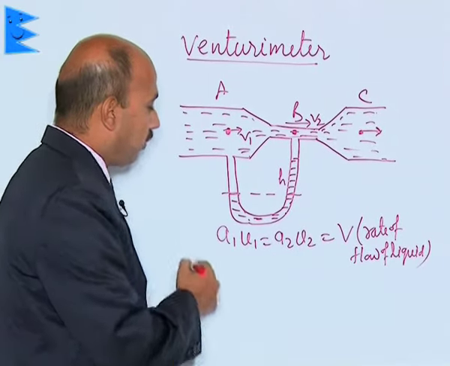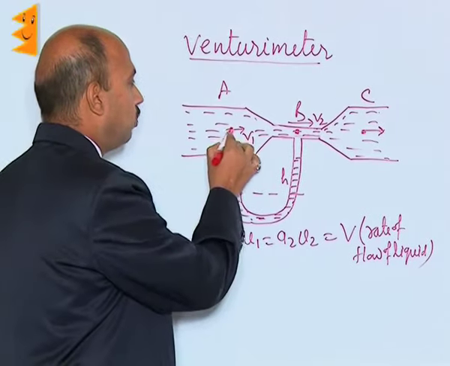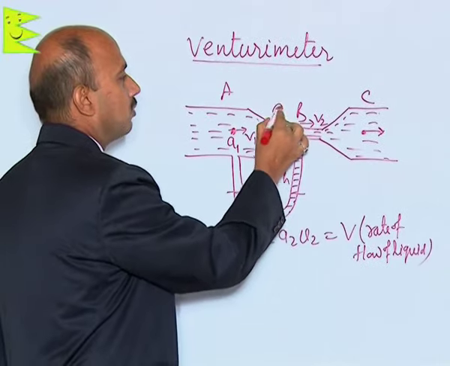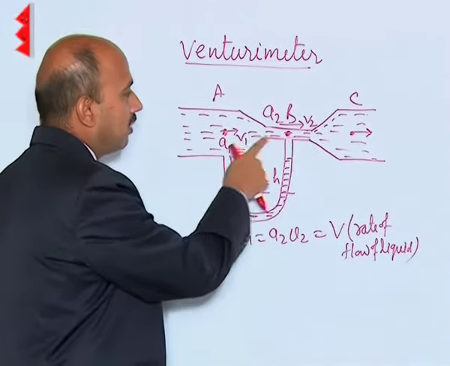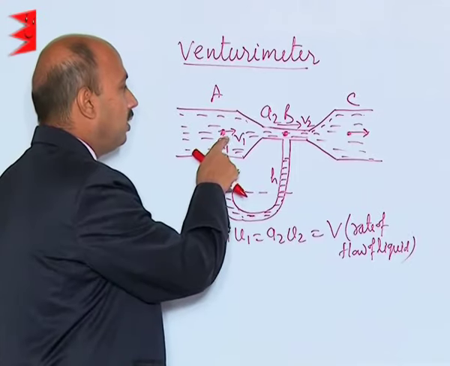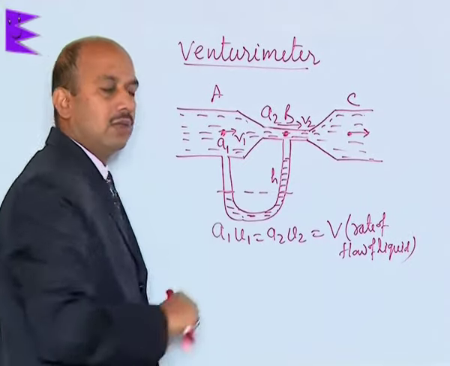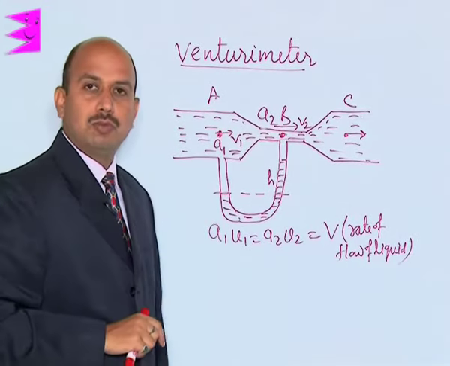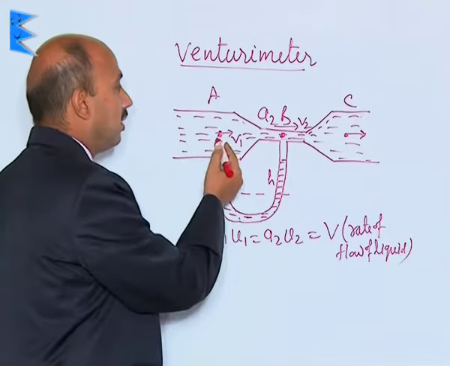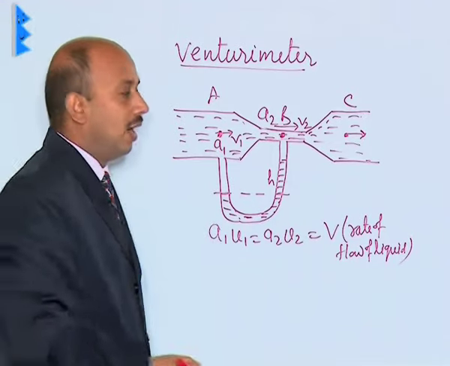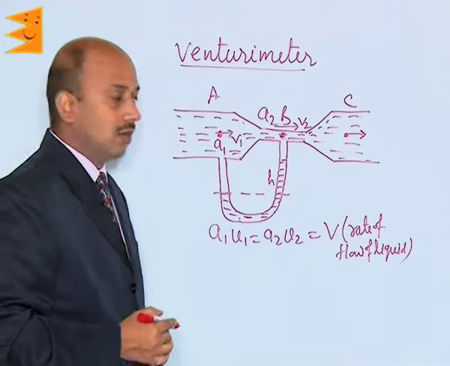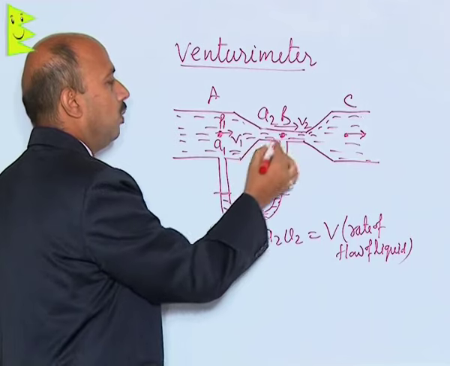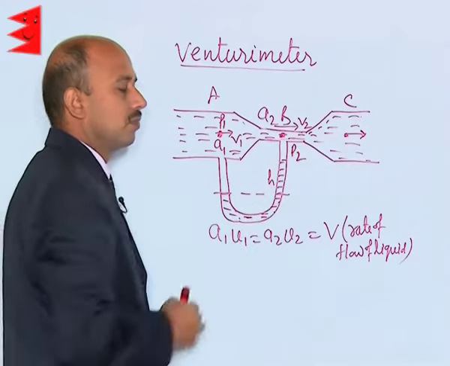At this point the area of cross section is A1, and at this point the area of cross section is A2. So A1 is greater than A2, so obviously the velocity at this point is less than at this one. It means kinetic energy at this point is lesser than the kinetic energy at this point. Because of that, pressure energy is larger at this point, and at this point pressure energy is less. So suppose at this point the pressure is P1 and at this point the pressure is P2.